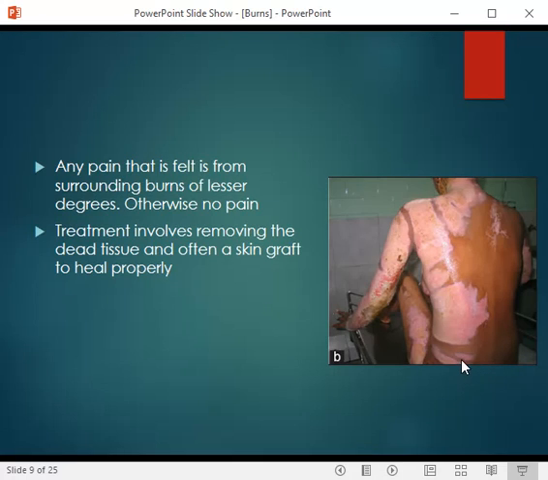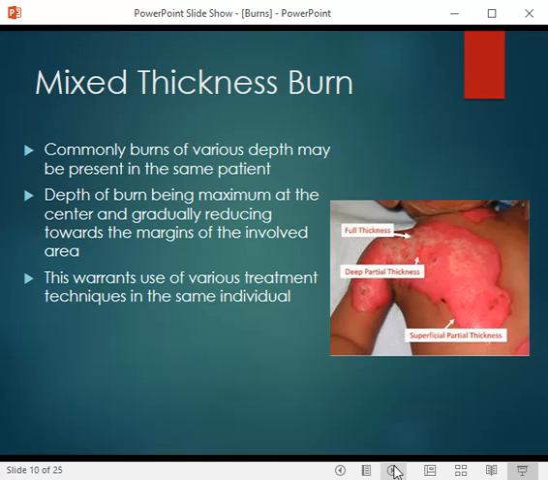This picture shows the same patient after he has had a thorough burn wash. You can see all the dead skin has been removed, and now these areas will be observed in the next few days. As you can see over here, these are further deeper burns, and they will need to be debrided and eventually grafted. The common scenario that we see in our practice is a mixed thickness burn.